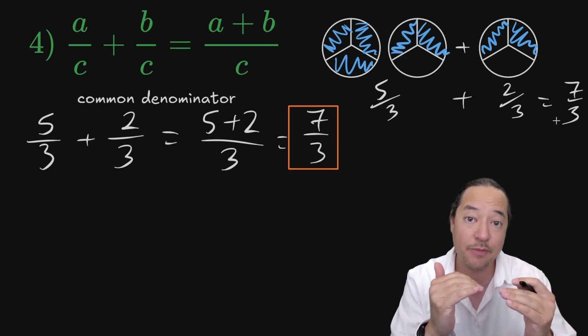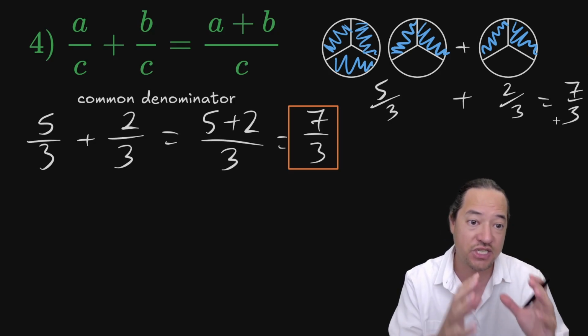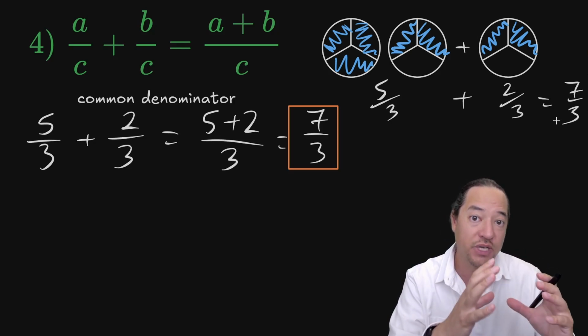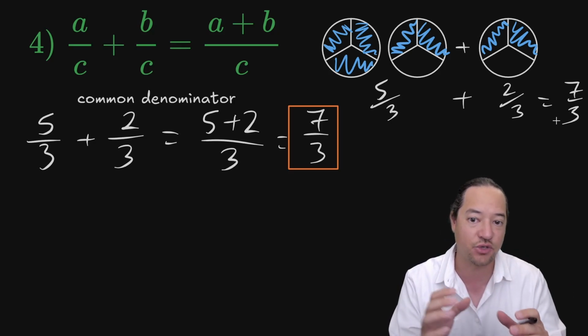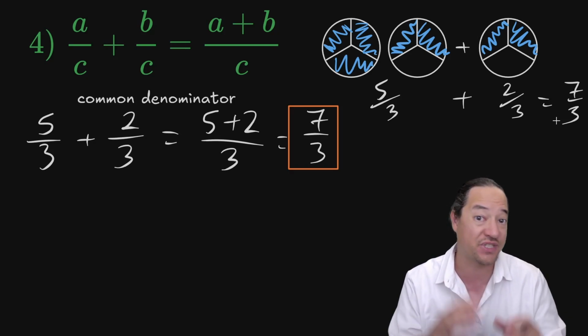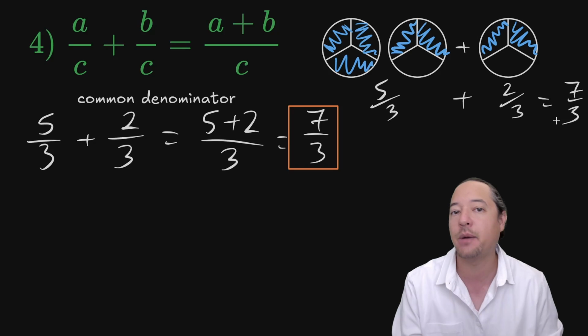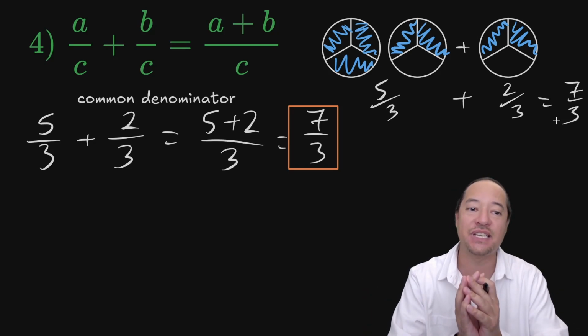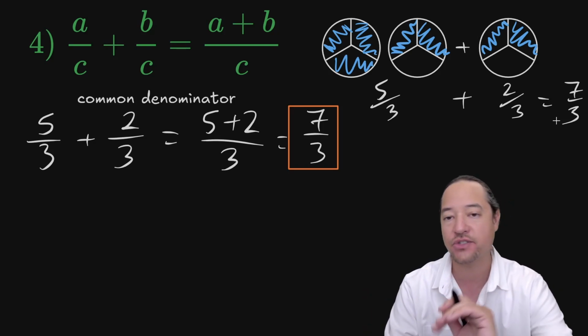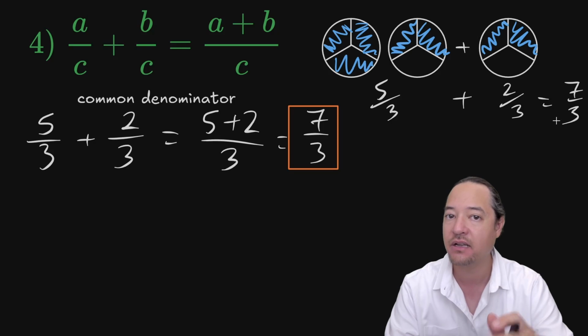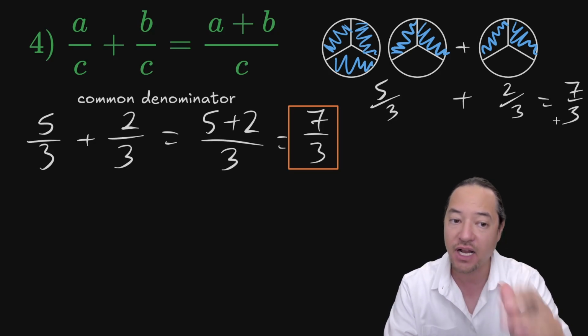So we can literally just think about chunks of a pie and counting them up, and that's why the denominator doesn't change. We're still dealing with the same unit size, 1/3 in this case. You could be adding quarters or fifths or tenths, but that's going to be the size of the chunk, and then you're just counting up how many you have. You just add together the numerators. So this is how we can add fractions that share a common denominator.